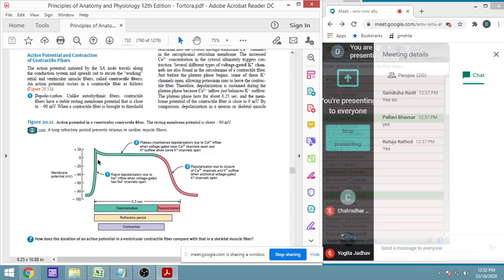So because of the depolarization, the calcium stores will be opening, and because of that calcium ion will be released in the cytoplasm, which we call the sarcoplasm in muscle. That will cause the second phase, called the plateau phase. That will cause the maintenance of depolarization. This is unique in cardiac muscle.